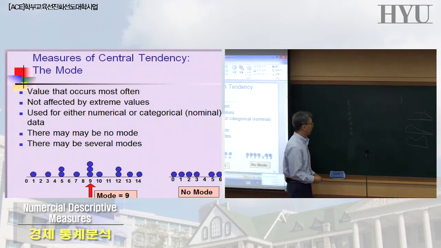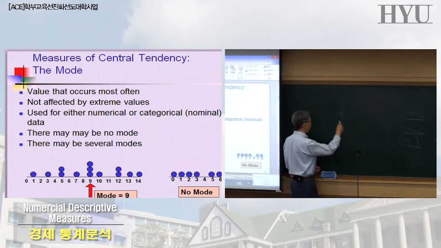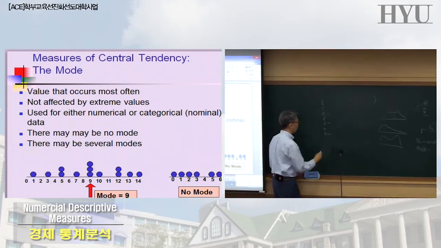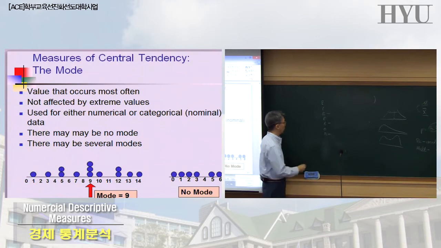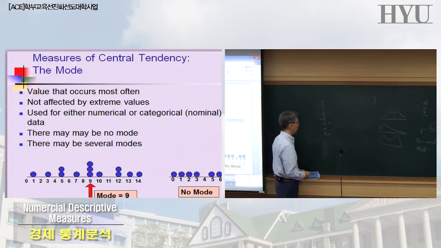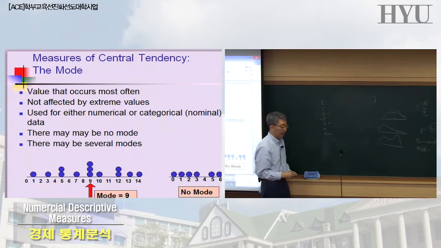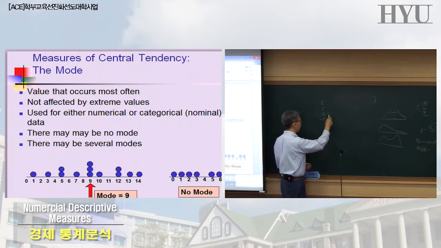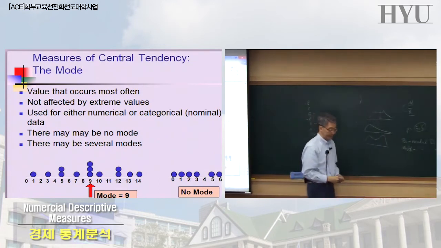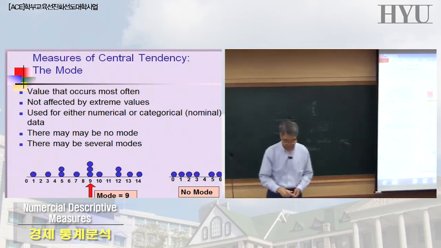Then we have 3 people who responded blue. 2 people responded red. So in this data, of course, this is nominal data, categorical data, but we still have a mode. The mode is blue. That's an interesting thing about the mode.